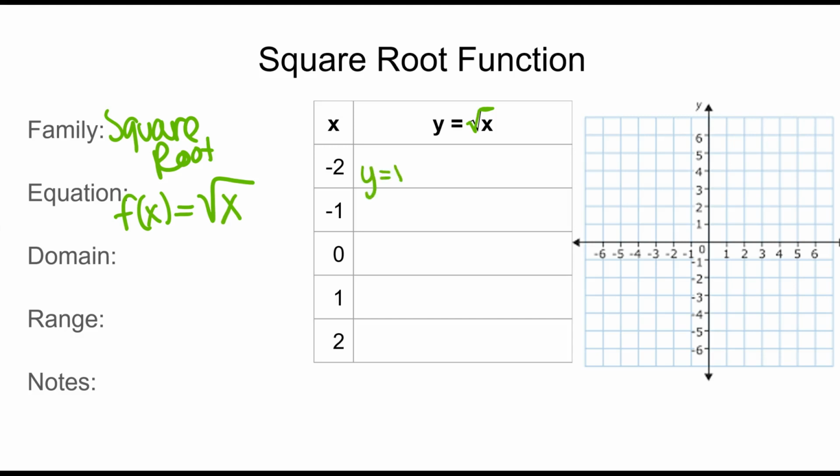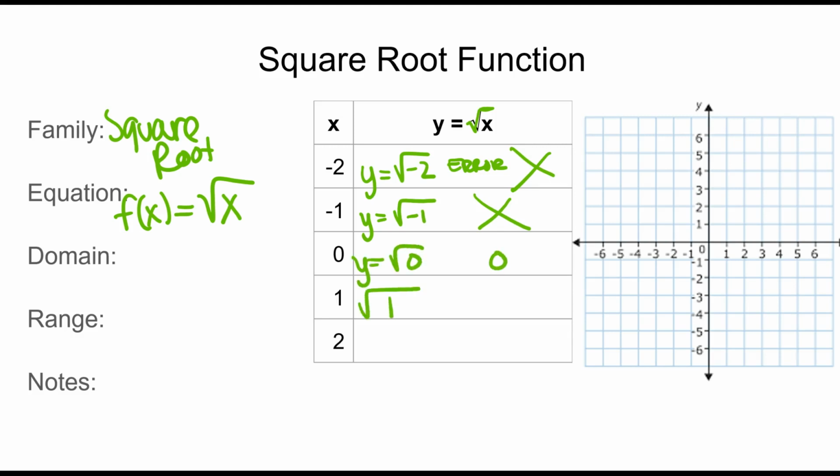When we plug in square root of -2, you get that error message again. So no. When you plug in -1, square root of -1, it doesn't work either. When you plug in 0, though, you should get 0. When you plug in 1, you get 1. When you plug in 2, you get about 1.4. So let's see if we can graph this. We know we have a dot at 0, 0 and 1, 1, and then at 2, a little bit more here. And this graph is going to look something like that.